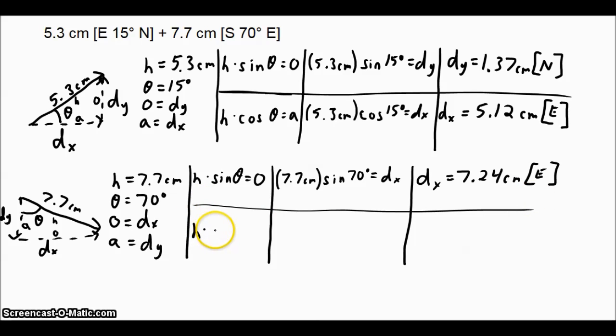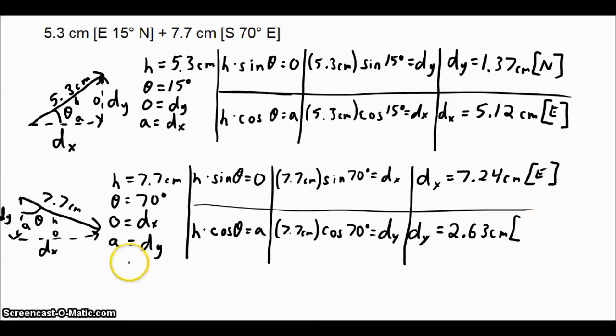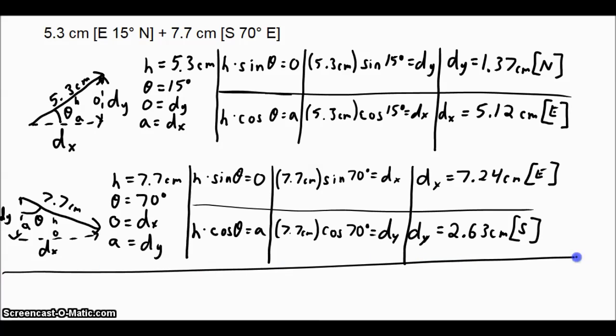For our opposite, I'm sorry, that was our opposite. For our adjacent, we'll have to use cosine. 7.7 centimeters. Cosine of 70 degrees is our dy, our adjacent side this time. So put that into the calculator and we end up getting for our dy 2.63 centimeters, and our dy at this time is pointing to the south. Okay, so all of that is our step 1. And you could put a line there if you like, and we'll go on to step 2.